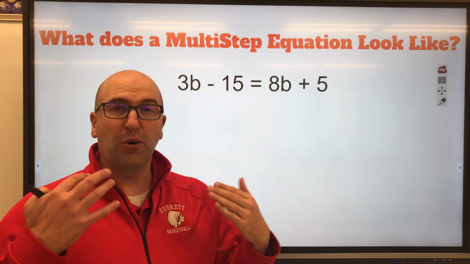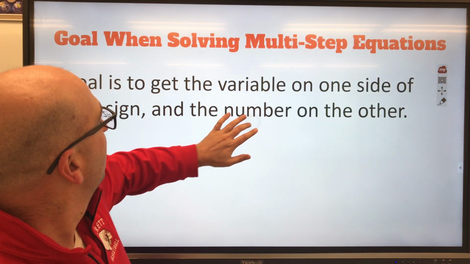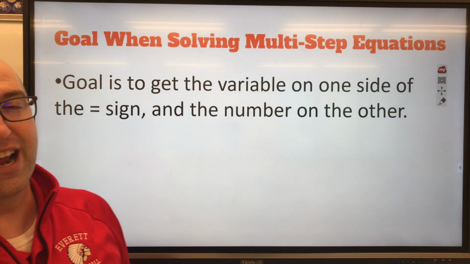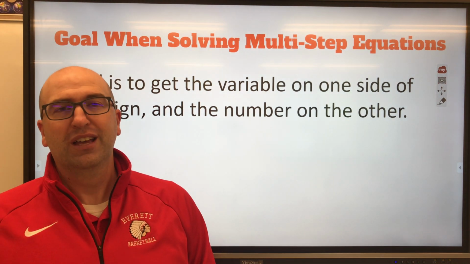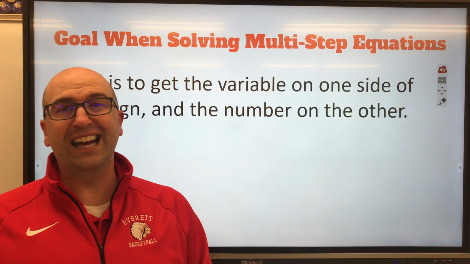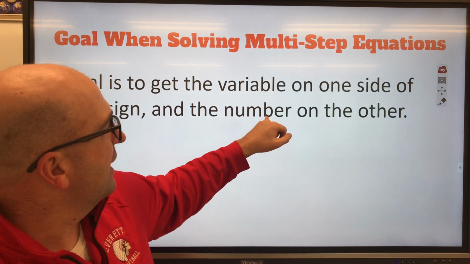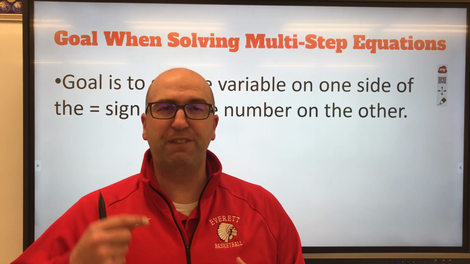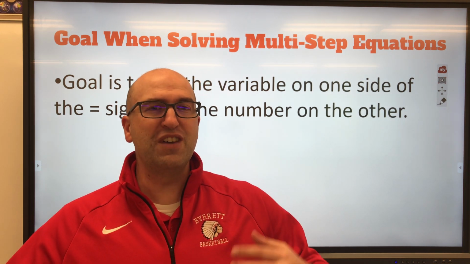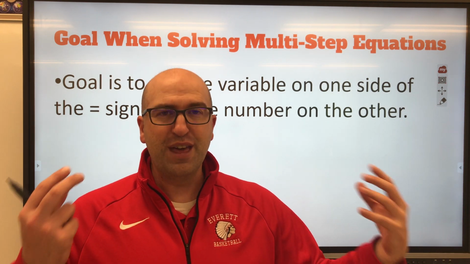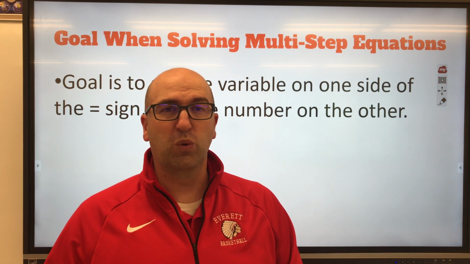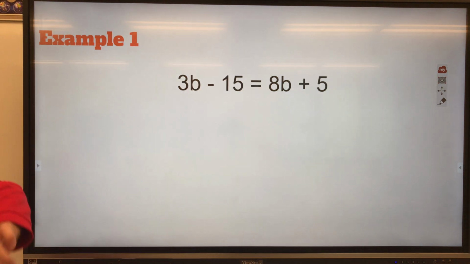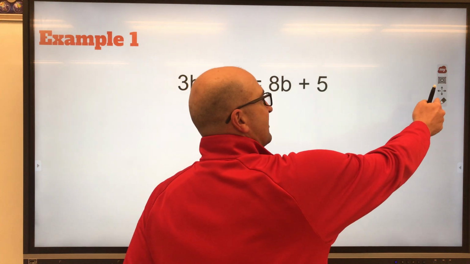And so our goal, as you remember, is to get the variable on one side of the equal sign isolated by itself. And if there's a variable on one side of the equal sign, there's got to be a number on the other side of the equal sign. And once you have that variable isolated on one side, and then you have a number on the other side, then you can get your answer to what that equation or the variable in that equation is. So let's go back to our first example and how to solve this.